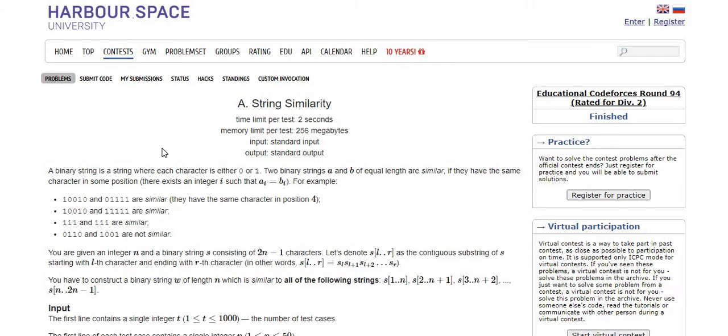So today we are going to discuss a Codeforces problem from Educational Codeforces Round 94. The problem title is String Similarity. Initially we are given a binary string as input, which can contain the characters 0 or 1. What we have to do is find the similarity. So what is the definition of similarity over here?